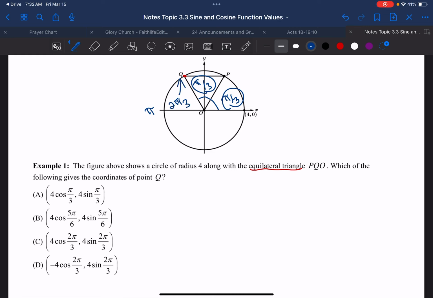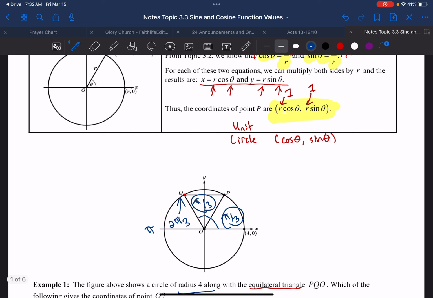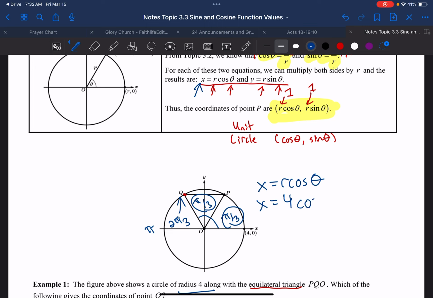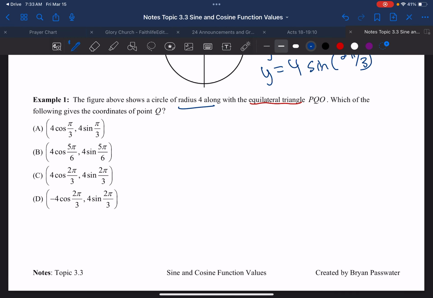And then it tells me my radius is 4. So writing down what we knew from above, x is r cosine theta. So x is going to be my radius, 4, times cosine of whatever my angle is. My angle for Q is 2 pi over 3. Same thing with y: r sine theta, just plug in twice. So 4 sine of 2 pi over 3. Beautiful. And that leaves the answer as, let me see.